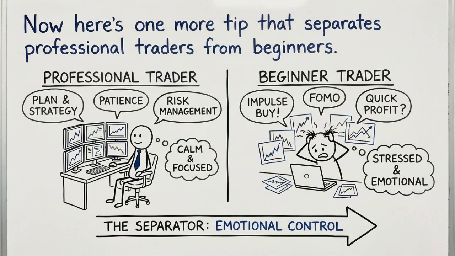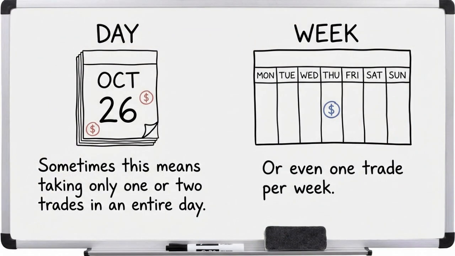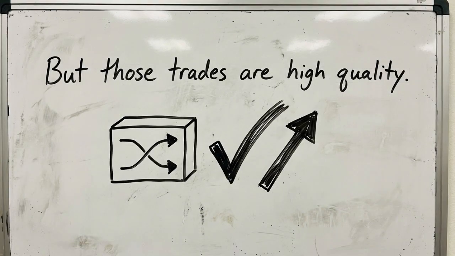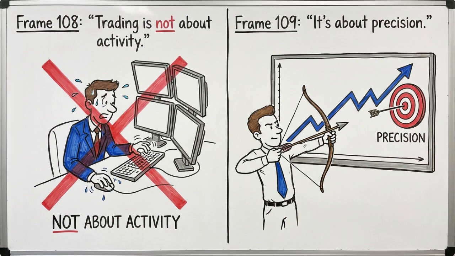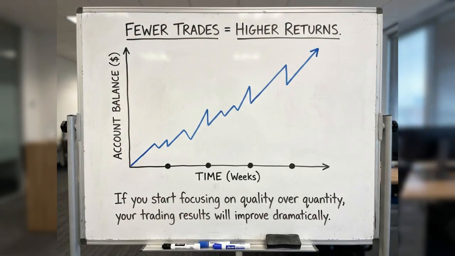Now, here's one more tip that separates professional traders from beginners. They don't trade constantly. They wait for the best setups. Sometimes this means taking only 1 or 2 trades in an entire day, or even 1 trade per week. But those trades are high quality. Trading is not about activity, it's about precision. The goal is not to trade more, the goal is to trade better. If you start focusing on quality over quantity, your trading results will dramatically improve.